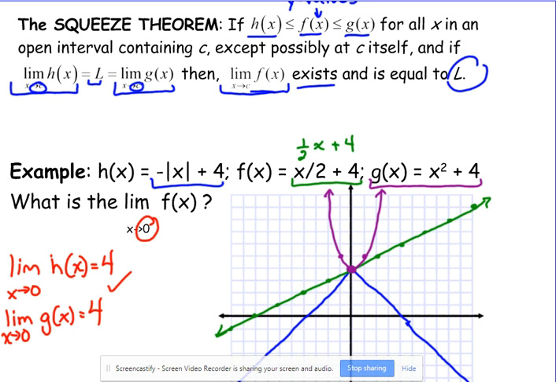Obviously we can see this with the graph. We can see that the limit of f of x as we approach 0 is 4, but I was trying to illustrate how the squeeze theorem can be applied here. So it is equal to 4, we can see that, we can do it algebraically, but I wanted you to see it from the squeeze theorem perspective, how the three functions line up and then the limits of the other two functions.